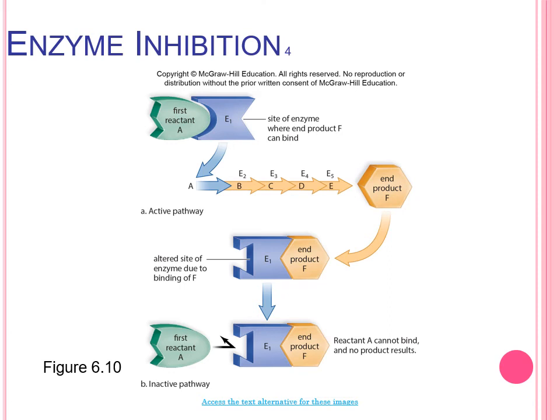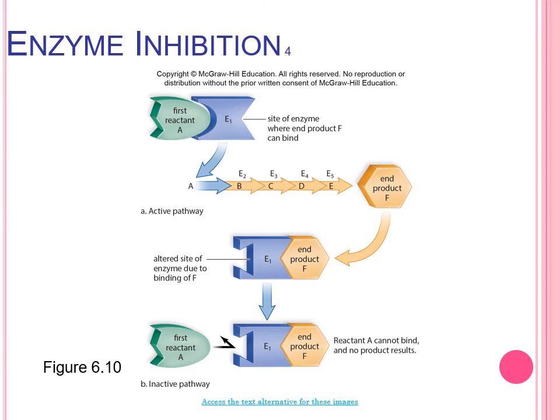So, enzyme inhibition. Here's an example of positive and negative feedback. In the top half, we have an active pathway where a reactant is going to bind with the enzyme, and then it's going to produce eventually some product F, okay? And so the reactant and the E enzyme have to come together in order to facilitate these chemical reactions, which will eventually end up with a product.